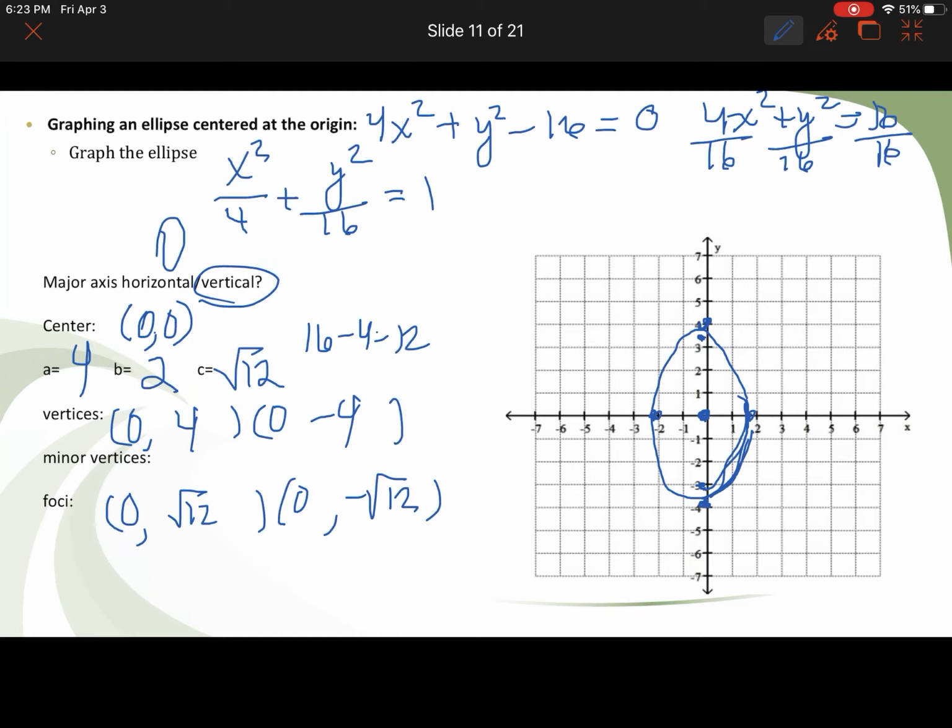So we actually have a thing called eccentricity, which tells us how the shape is. And we always do C over A. That's the eccentricity, C over A. And so there might be some problems in the homework that ask you about eccentricity. And it's just basically C over A. So it'd be square root of 12 over 4. And the closer that is to 1, the more narrow and elongated it is. And the closer that number gets to 0, the more round it is.